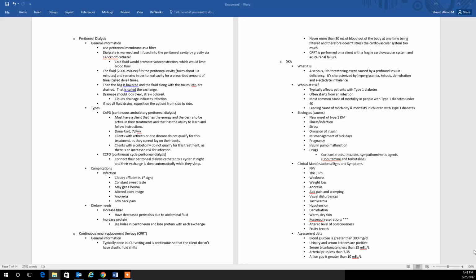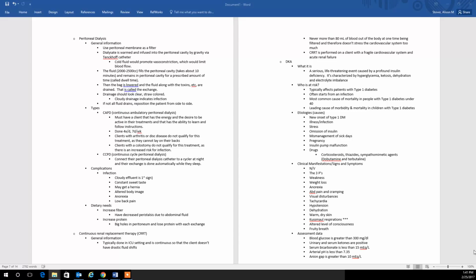Turn the patient from side to side, reposition them. Different types of peritoneal dialysis, there's CAPD and CCPD. Please see my notes on that. Complications include infection, for which the cloudy drainage is your number one sign. See those under complications. Dietary needs, the patient needs increased fiber and increased protein.